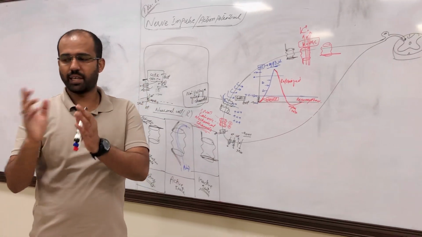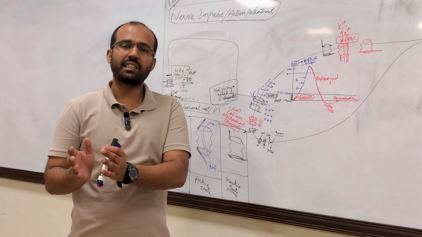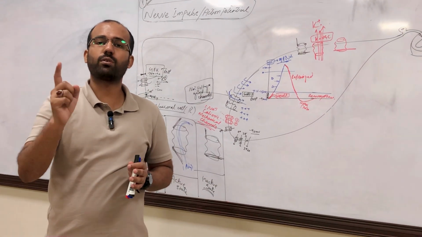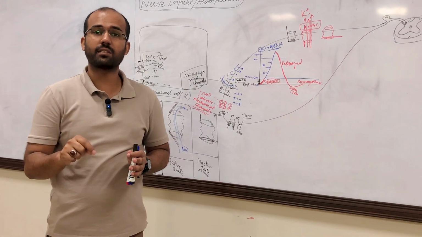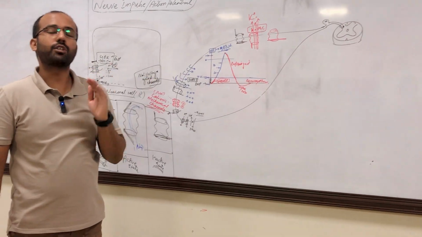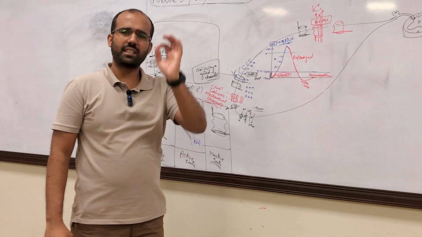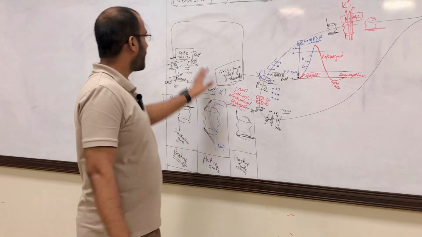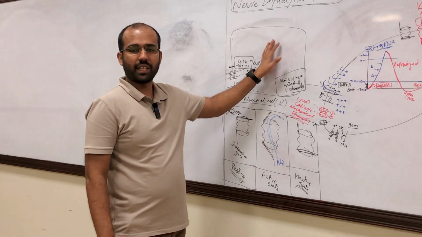Another contrast: during the resting membrane potential, the cell is only permeable to potassium. Potassium leaky channels open. Potassium voltage gated channels are also present, but during the resting state, always remember, the voltage gated channels are off. During the RMP, no voltage channels are open.